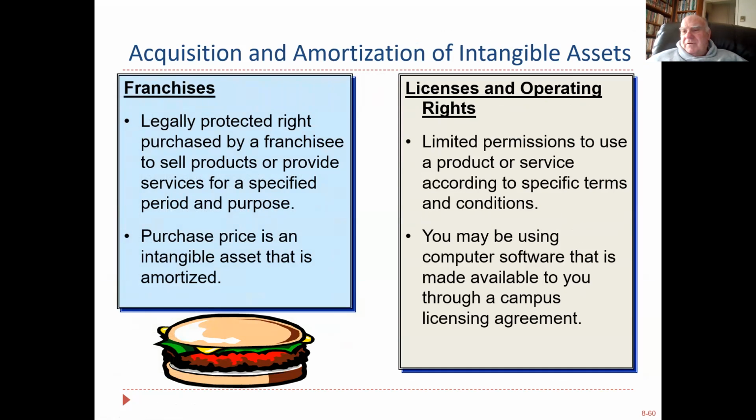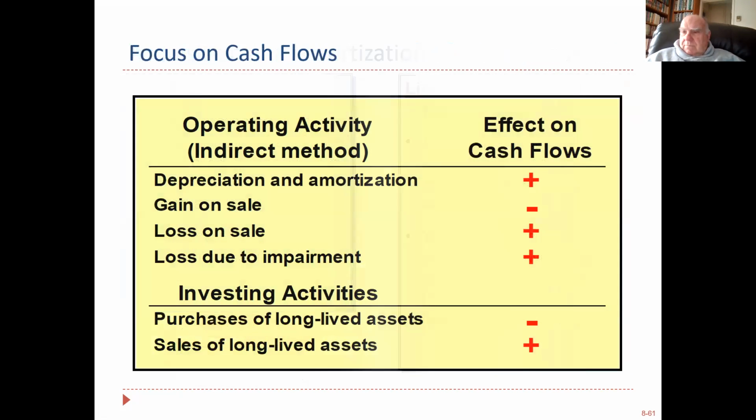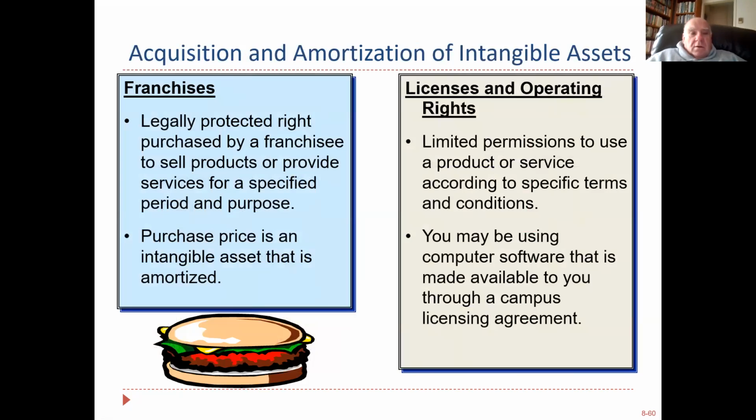And how about a couple more before we call it quits here? Franchises, legally protected right purchased by a franchisee to sell products or provide services for a specific service. And this purchase price is an intangible asset. If any of you know about McDonald's, it's the classic franchise operation. McDonald's says, okay, if you want to open up the McDonald's up here on the Mesa, up on Cliff Drive by the 7-Eleven there, you have to pay us a franchise fee. You have to pay a franchise fee to McDonald's.